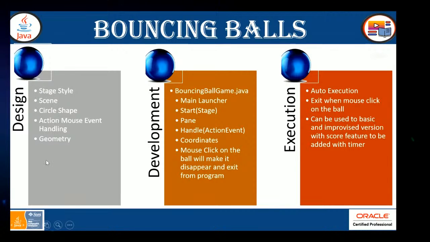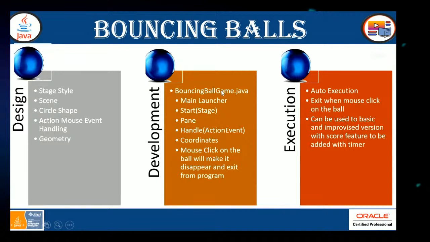The geometry is the same way. We are going to have the coordinates, and the x-axis and y-axis will be sent as arguments from the constructor. The ball object is going to be moved randomly, and when the mouse is clicked on the ball, it will exit. That's the condition. So development will go like this.